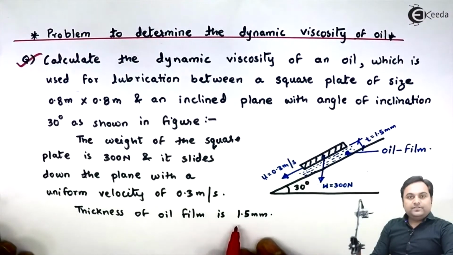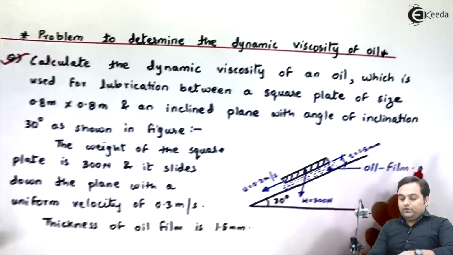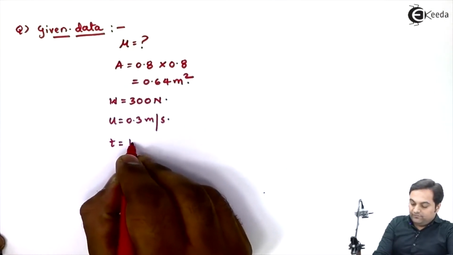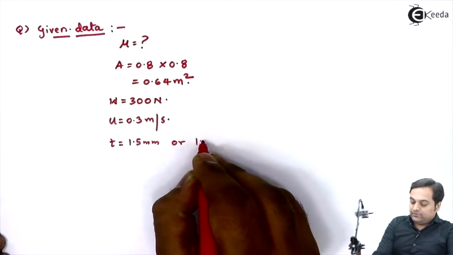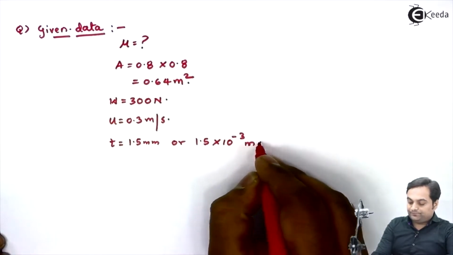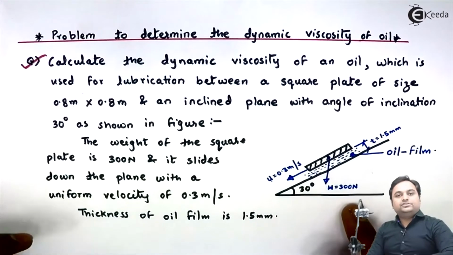Thickness of oil film is 1.5 mm. Here the thickness is also given. So I'll write T is equal to 1.5 mm, or we can write it as 1.5 into 10 raised to minus 3 meter. Now this much is the data which is given. Along with that, I'll draw this diagram again.